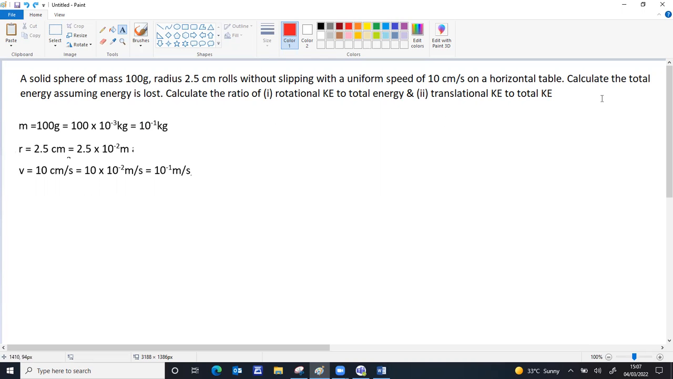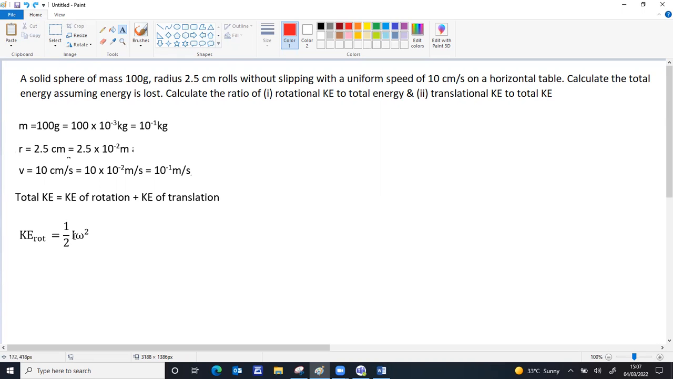Now, total energy. There are two kinetic energies for a rolling object: kinetic energy of rotation and kinetic energy of translation. So total kinetic energy will be kinetic energy of rotation plus kinetic energy of translation. Now if you calculate separately, kinetic energy of rotation will be half I omega square.